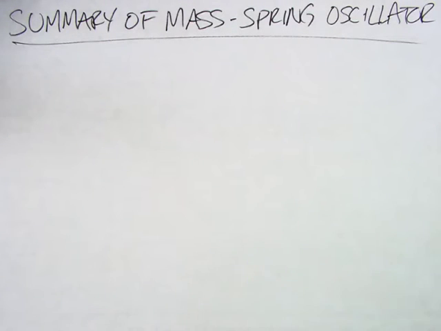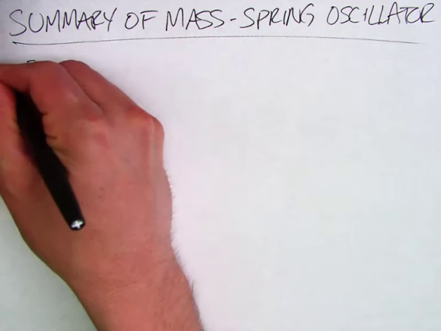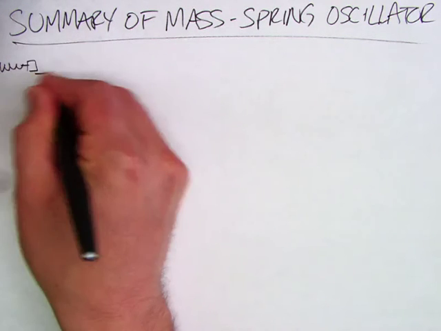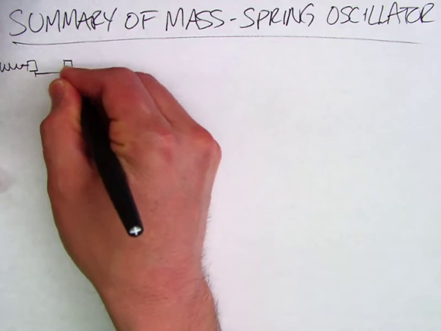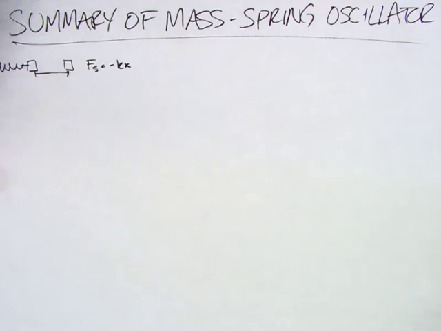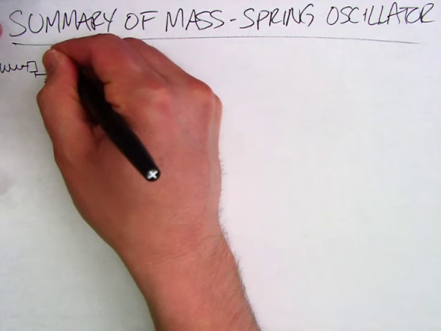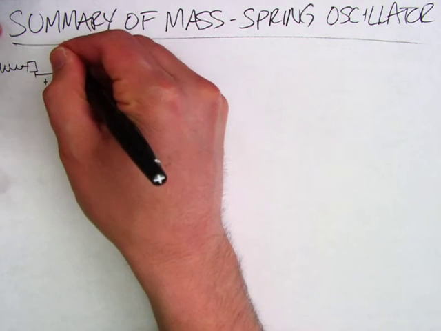All right, in this video, let's summarize some of the major relationships and concepts for a mass spring oscillating system. So the first is that the dynamics of a mass spring, if I pull it out, the force is proportional to the displacement, negative kx, meaning if my displacement is positive, my force is back, negative.